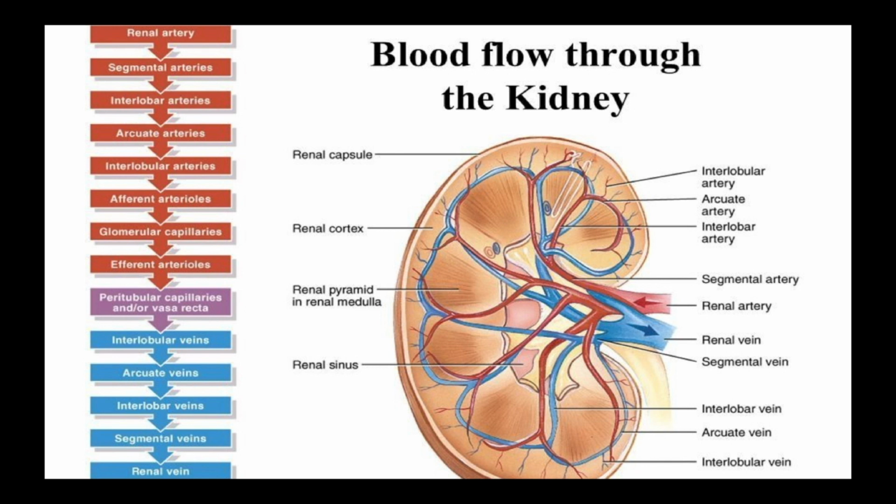So with regard to waste content, the blood in the renal veins is the purest blood in the body, okay, because all of the waste products have been removed. So keep that in mind. The blood in the renal vein is the happiest toxin-free blood in the body.